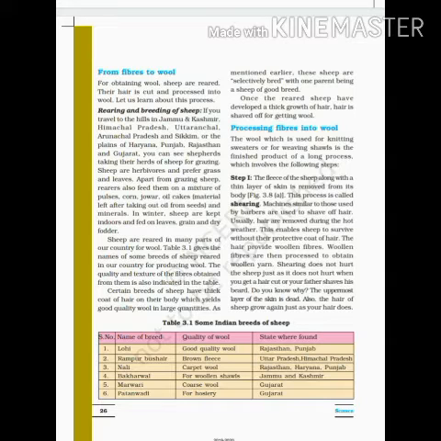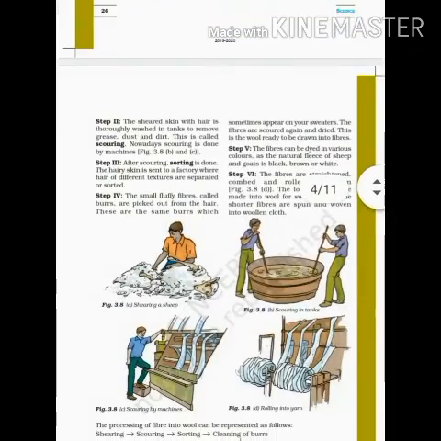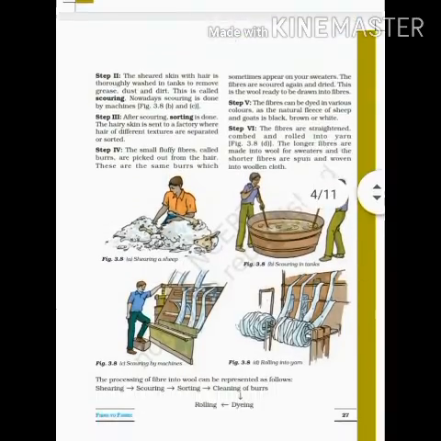Longer fibers are made into wool for sweaters. What type of wool do we use in sweaters? The longer hairs are used in making sweaters.